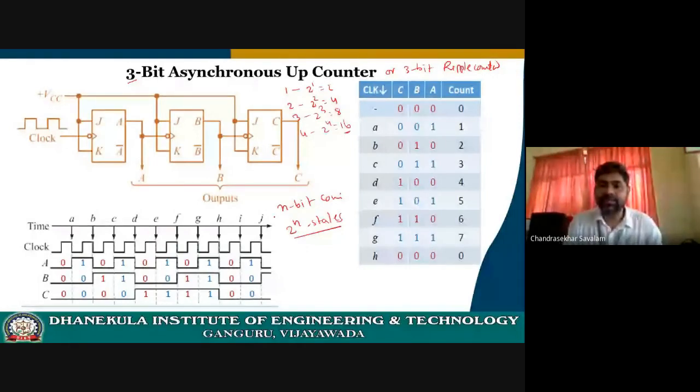16 states, because 2 power 4. So a 4-bit counter has 16 states. If you take a 5-bit counter, you have 32 states, 2 power 5. Understand, students?